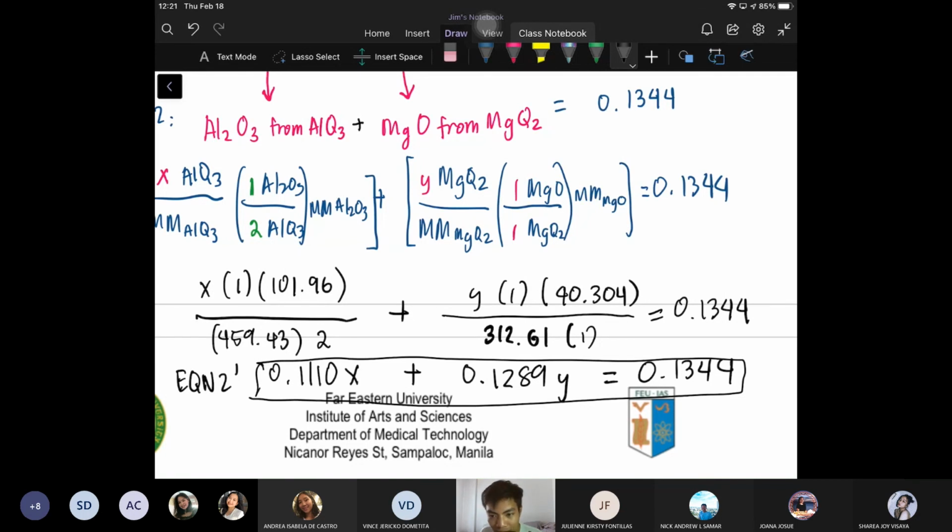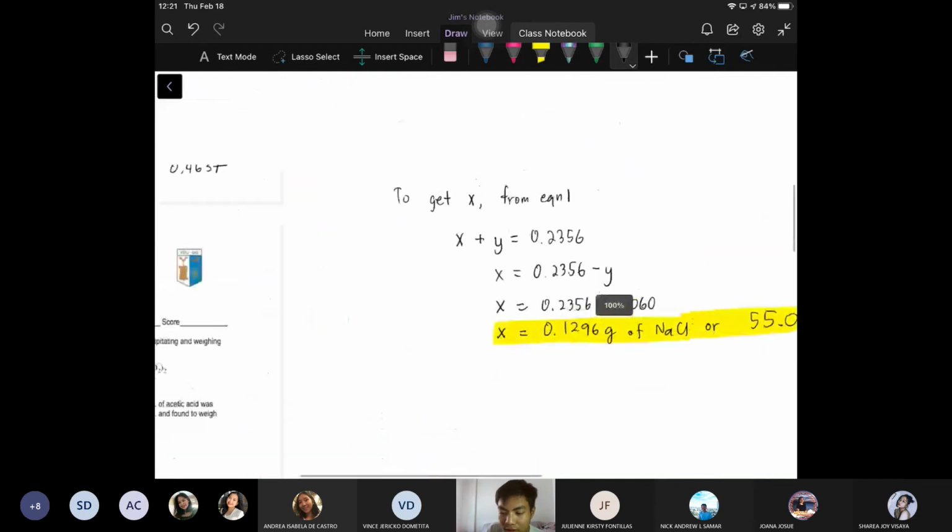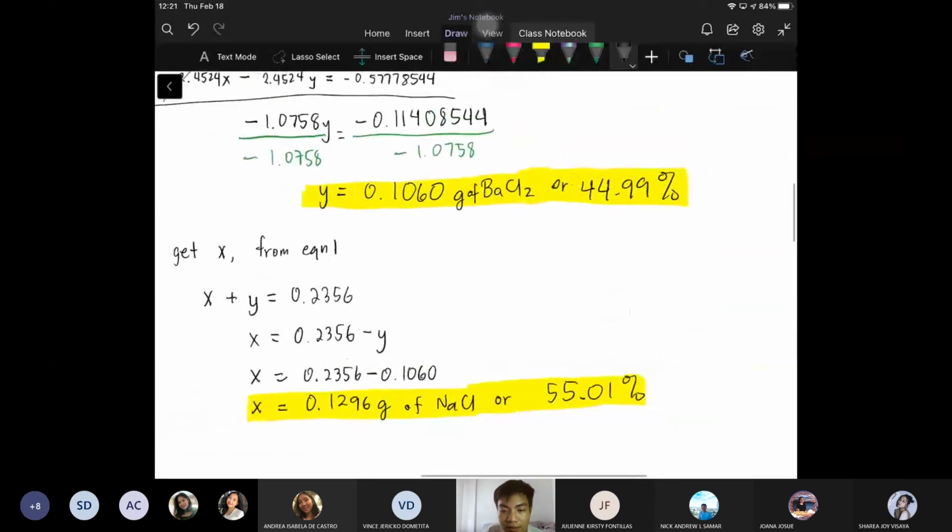Sige, the question from GL. Sir, paano nga po uli nakuha yung percent sa number 2? So yung percent sa number 2, nakuha mo na yung value ng X and yung value ng Y, no? So yun yung mass ng sodium chloride. I-divide mo yun sa mass ng sample mo. Ang sabi sa problem natin, ang mass ng sample is 0.2356. So this divided by this is equal to 55%.